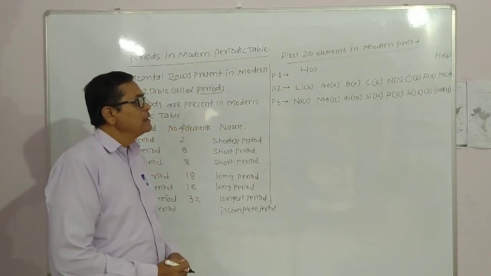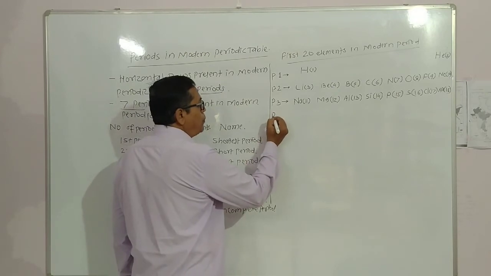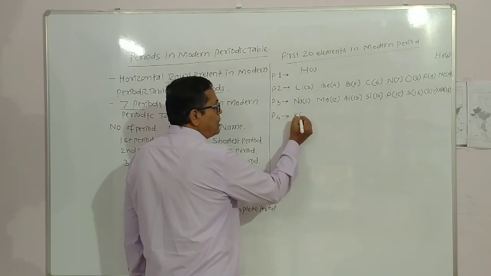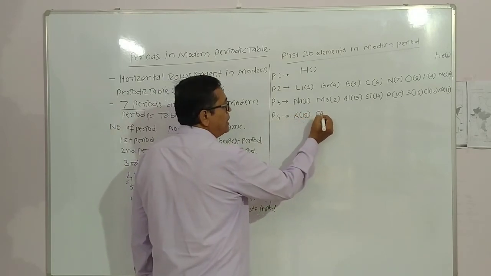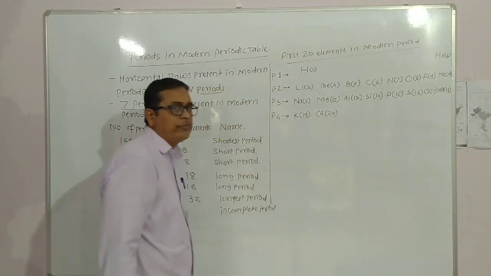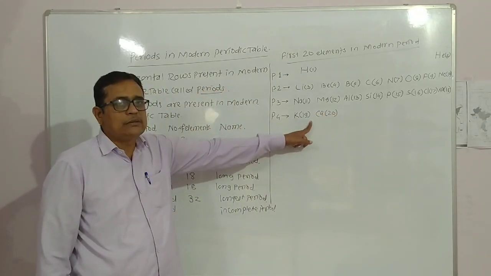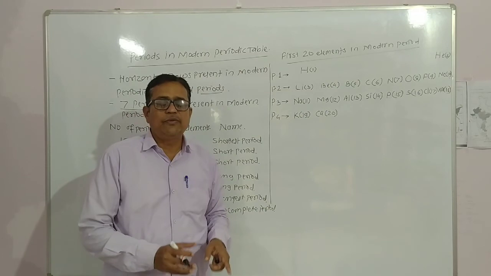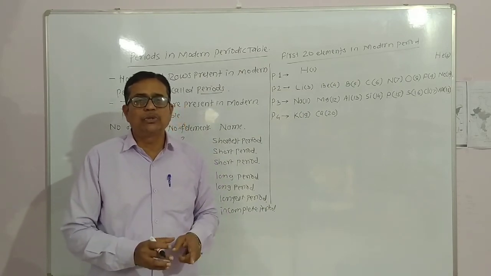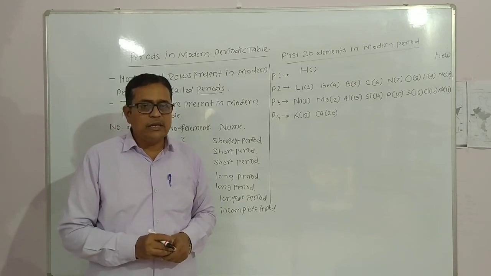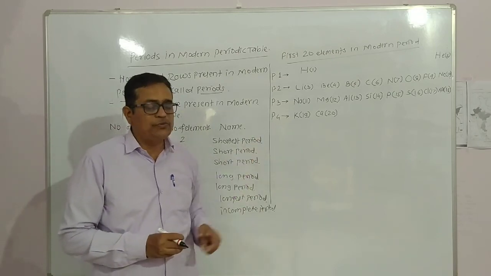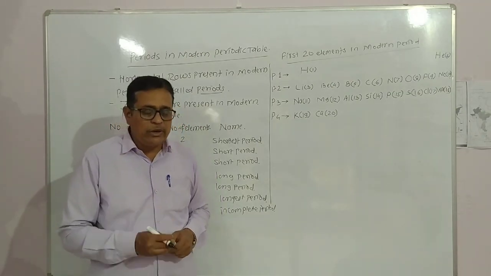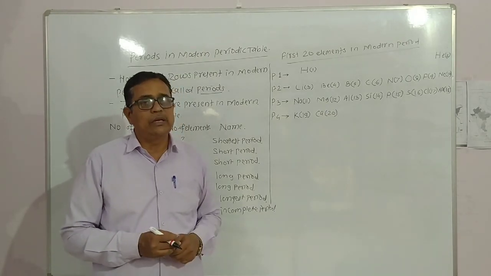Then in period number 4, 2 elements are there: potassium, atomic number 19, and calcium, atomic number 20. All these are normal elements, and these are the 20 elements. It is necessary to understand the first 20 elements of the modern periodic table up to the 10th class. In our 10th class syllabus, all the questions are related to these first 20 elements. Hot questions are there on their atomic number, electronic configuration and valency, and their chemical combination.